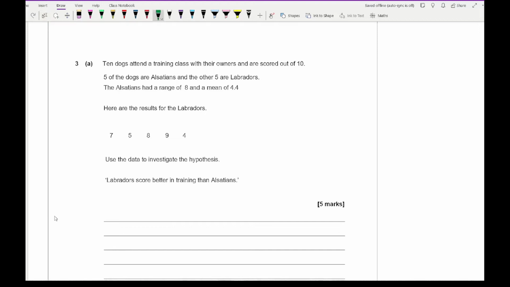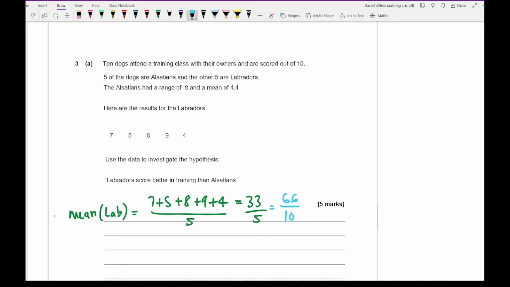So for this, what we need to do is to work out the mean of the Labradors. Let's just abbreviate them as lab. So if I do 7 plus 5 plus 8 plus 9 plus 4, that gives me an answer of 33. And then I divide that by 5. Now if this was on a non-calculator, the best way for me to do it is to make the denominator equal to 10 by doubling. So it's going to be 6.6. Now the range of the Labradors is going to be 9 take away 4, which is 5.